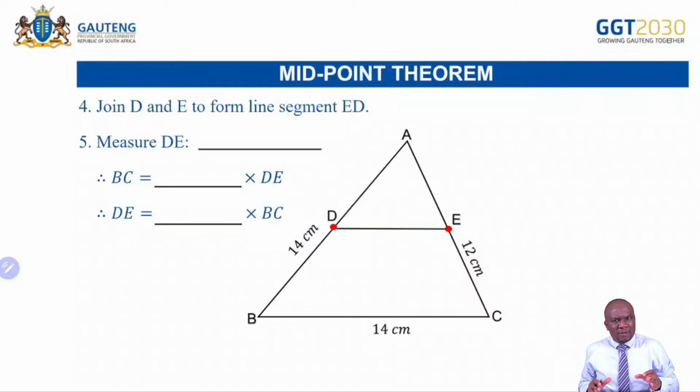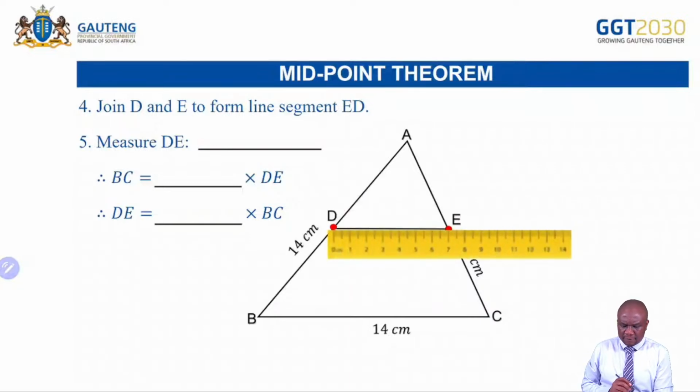This investigation, remember, can be done with sides AB and BC, or with sides AC and BC. Okay, so I'll just use sides AB and AC for our investigation, but it can be any two sides. Right. I want us to measure DE and see what will be the length of DE, this line segment which is joining the midpoints. Let's measure it.